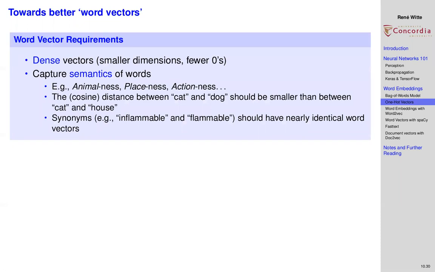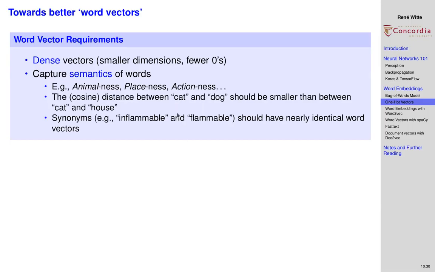First, one problem is that this is very high dimensional, and most of the dimensions are zero. Now in one hot, there's only one value that is 1. So instead of working with this kind of one hot representation, we want to have a more dense vector, which has a much smaller number of dimensions and has a lot fewer zeros. And secondly, these vectors should capture the semantics of words, like how much is the word about animals or places or actions and so on.